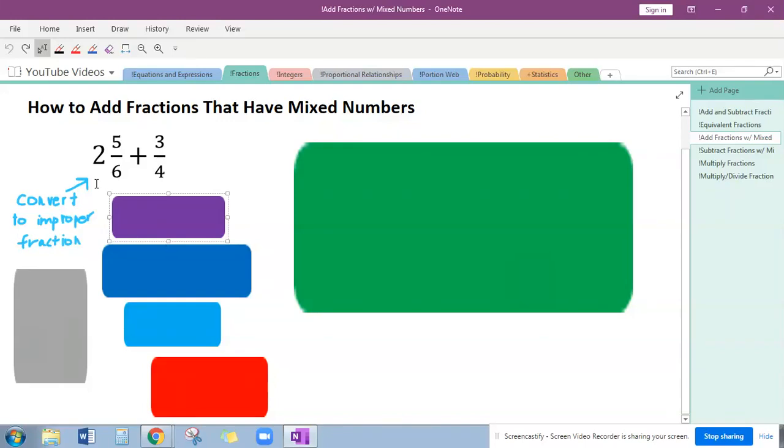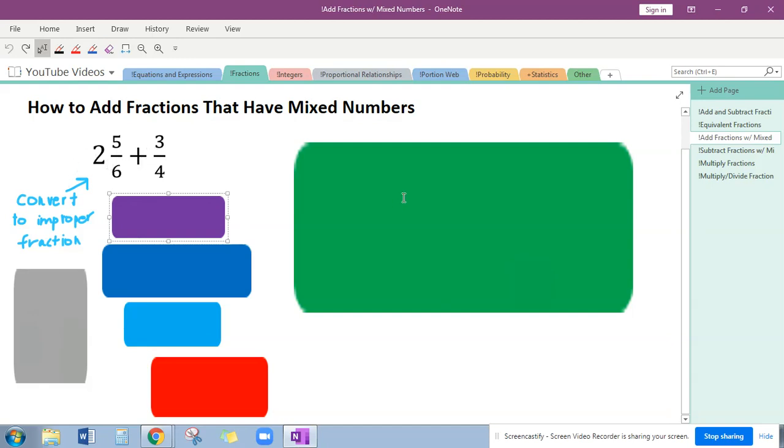Alright, in this video we're going over how to add fractions, and we're focusing on ones that have mixed numbers. So remember, a mixed number would be like here where I have 2 is the whole number and then I have a fraction next to it. So the first thing we want to do is convert that into an improper fraction because it's just going to make it easier to add these.